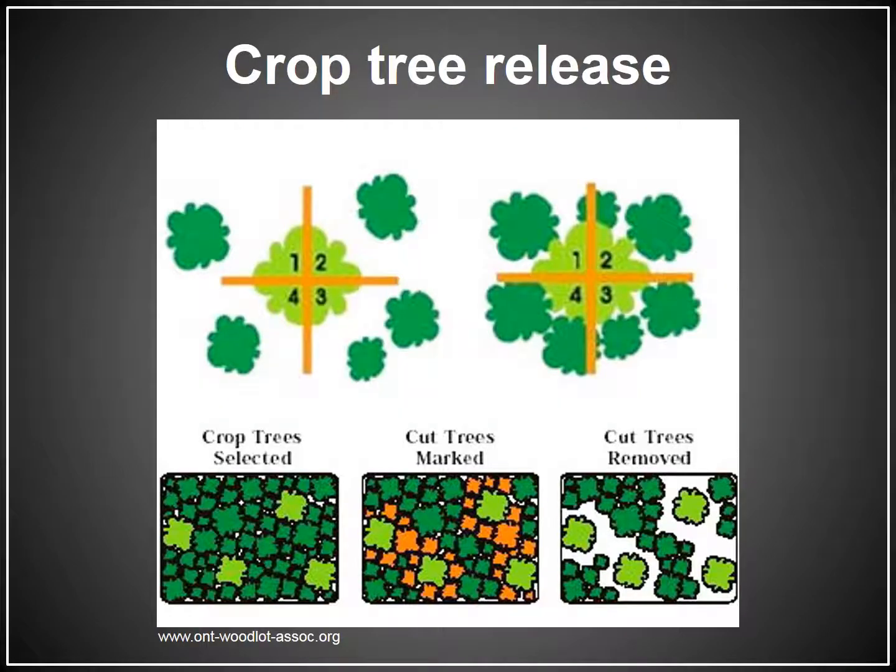This slide here provides an illustration of the crown touching release approach. During a crop tree release treatment, you only remove trees directly competing with the chosen crop trees. What that implies is that their crowns are touching the crop trees' crowns, and so the crop trees are released on at least 3 or 4 sides, as the slide illustrates.